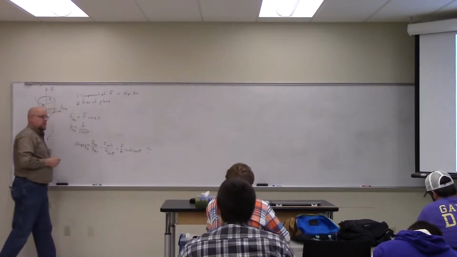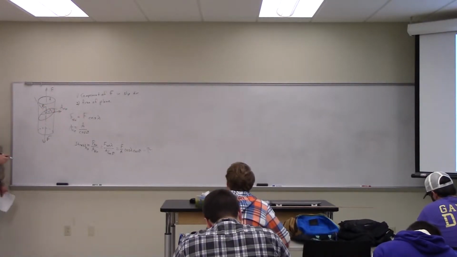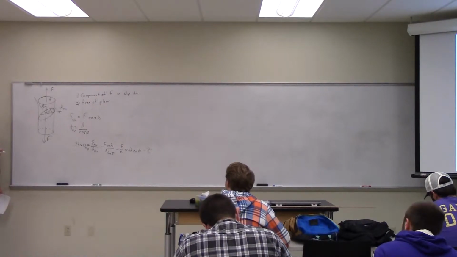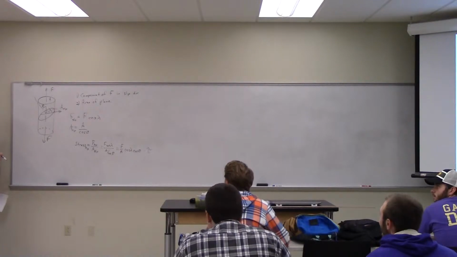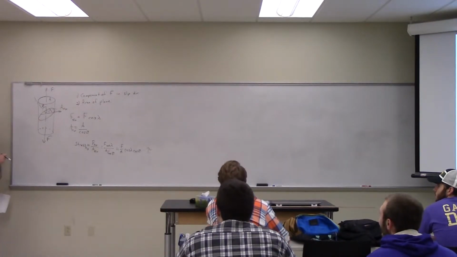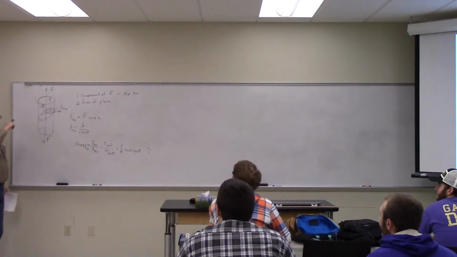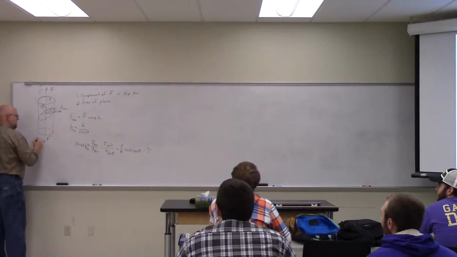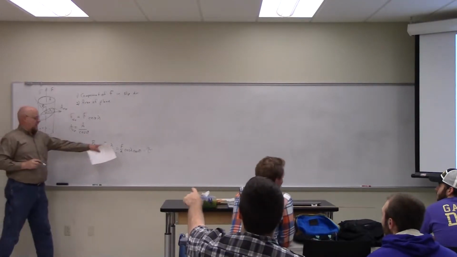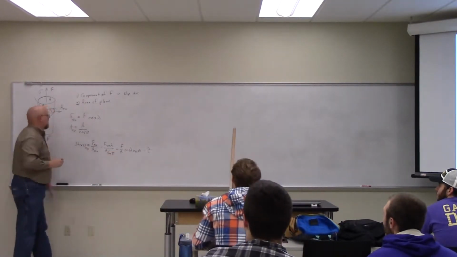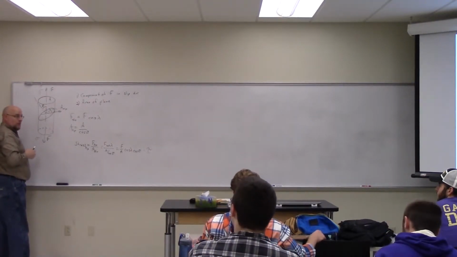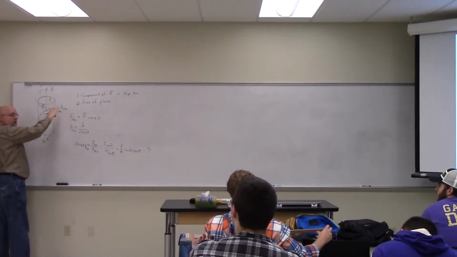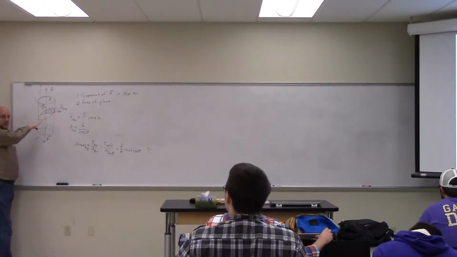What's F over A? Pressure. Well, it is pressure, but not in this case. It's stress. What kind of stress is F over A? Tension. Right, so it's tensile stress instead of a shear stress. Here, F is in the vertical direction, perpendicular to A, that's a tensile stress. Down here, we have a force in the plane divided by the area of the plane, that's a shear stress.